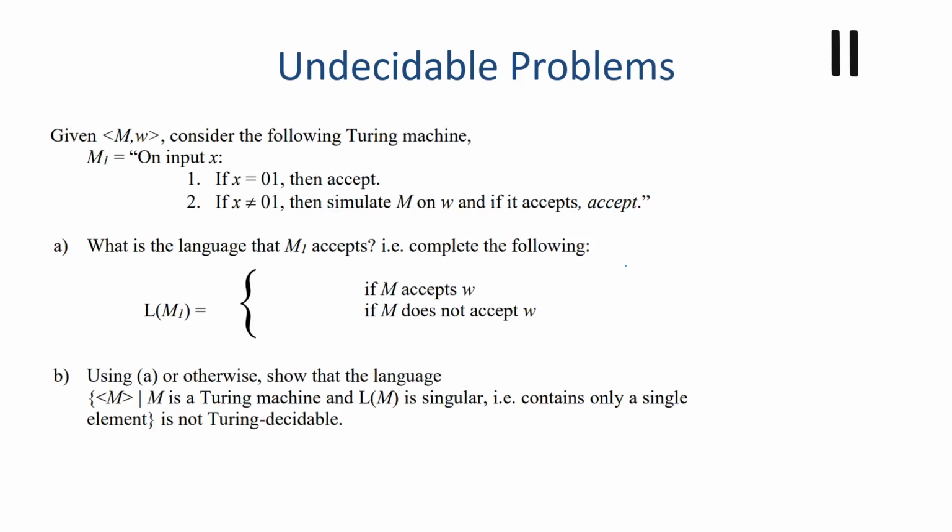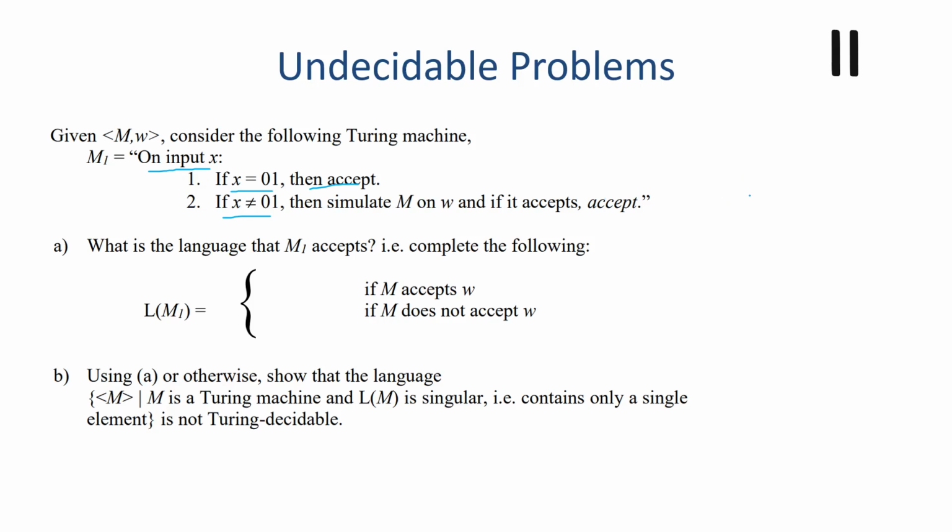Okay, let's do this one. Given <M,W>, consider the following Turing machine M1. On input X, if X is 0, 1, accept. If X is not 0, 1, then simulate M on W, like run it. And if that accepts, then you'll accept.